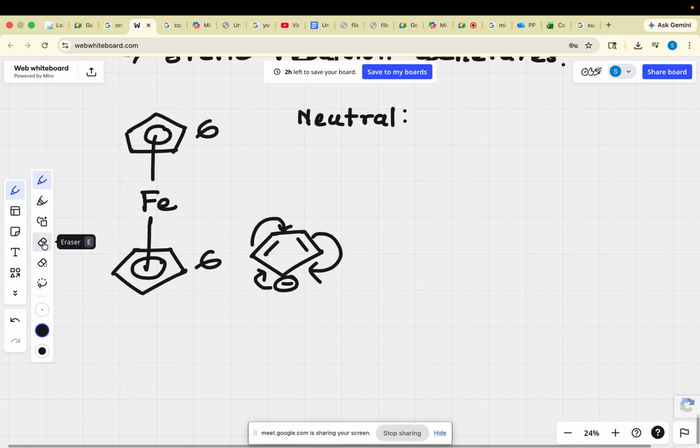Sorry, 6 ligands, no need to. This will be your ionic method. If I bond it like so, that will be the ionic method.